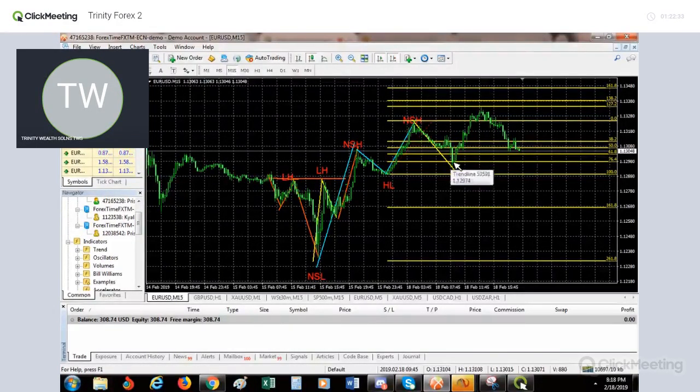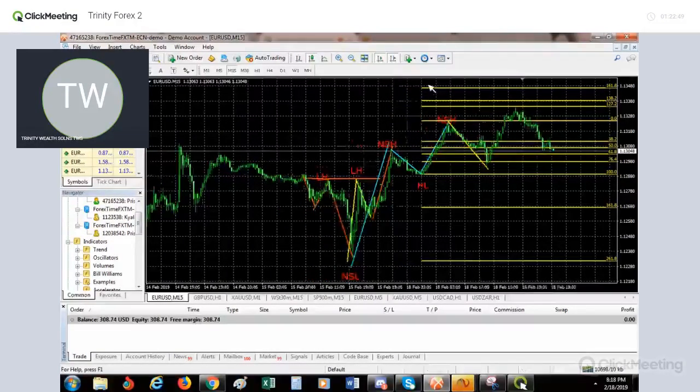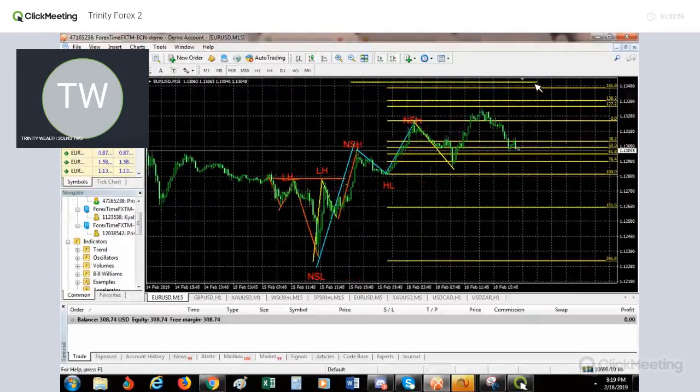After this new structure high, the market retraced to 76. So it means the market is weakening, so we expect a weaker new structure high. If I buy here, there is no way I'll place my take profit somewhere around here. I cannot put it anywhere around here, because I expect a weaker new structure high.